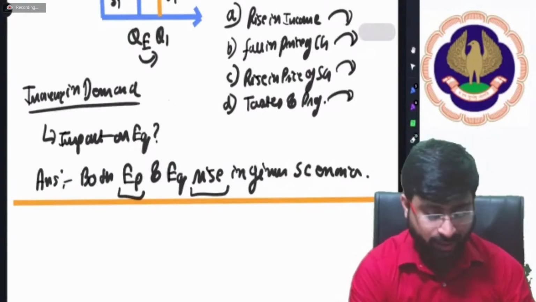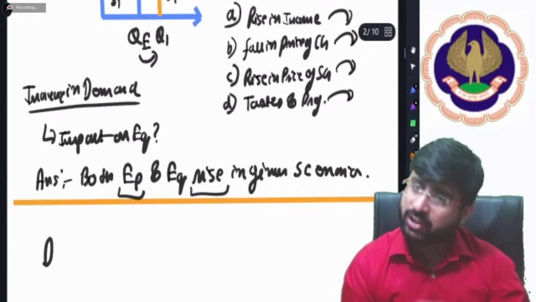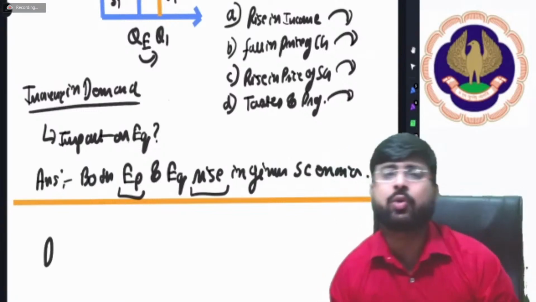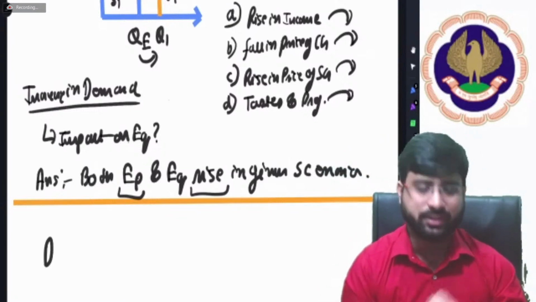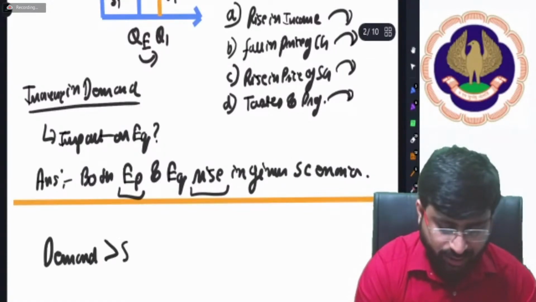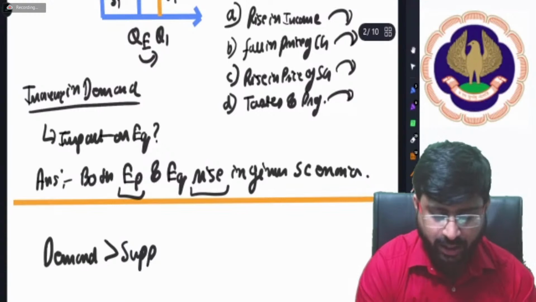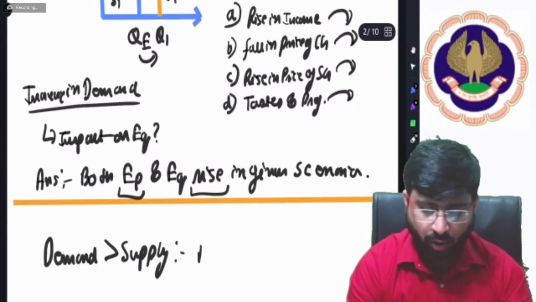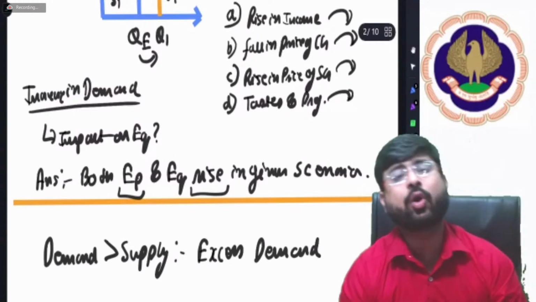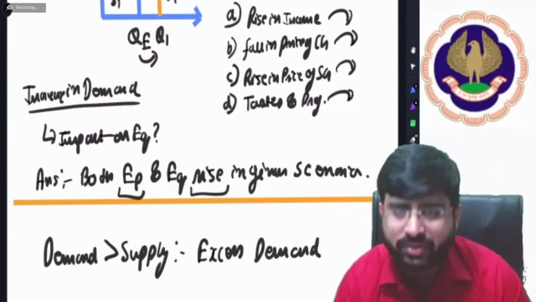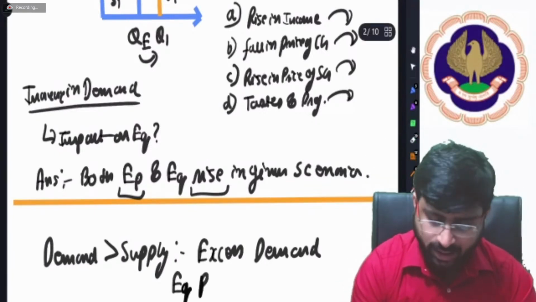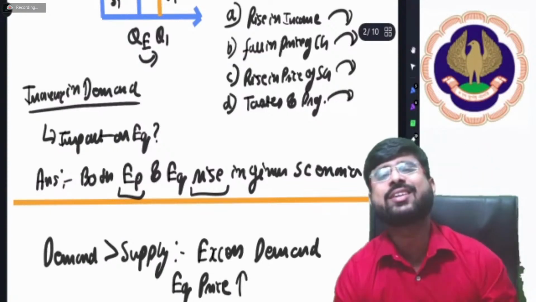Oh, so sir, the simple funda is, even without drawing the graph, though first of all you must know how to draw the graph. But even without drawing the graph, if demand is greater than supply, the simple logic is that in the economy there is a situation of excess demand. And whenever there is a situation of excess demand, what will happen to equilibrium price? Yes, you guessed it right. Equilibrium price is going to rise.